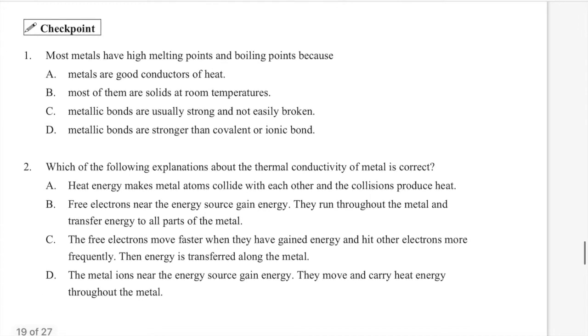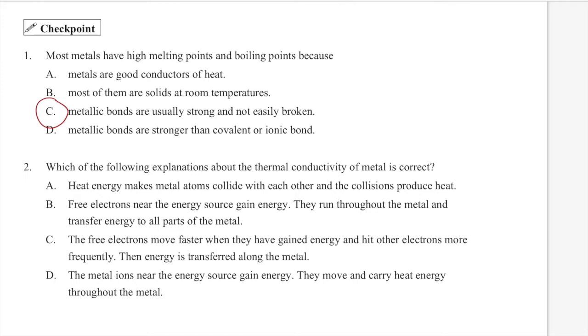Okay, so let's take a look. Number 1, most metals have a high melting point and boiling point because... Again, when we're comparing properties, we need to look at the structure and the bonding in that substance. Metals have a giant metallic structure and metallic bonds. Metallic bonds are very strong and of similar strength to covalent and ionic bonds. It's not that metallic bonds are stronger than those two, but they are of similar strength. So the most appropriate answer for this one should be C. They are usually strong and not easily broken.